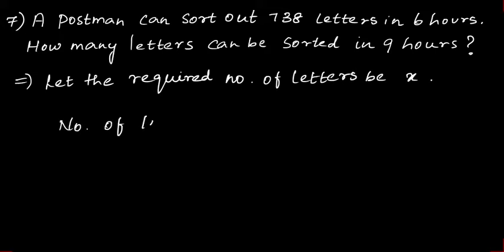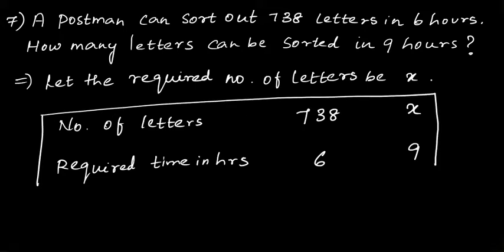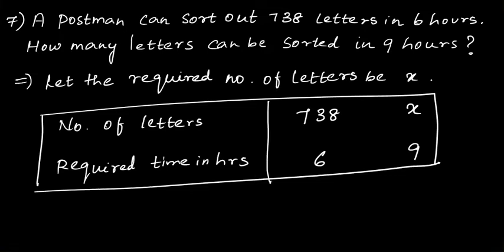So the number of letters and the required time. To sort out 738 letters, the postman requires 6 hours. So he's taking 9 hours to sort out how many letters? We have assumed that to be x. As you can see, the number of letters and the required time are in direct proportion.